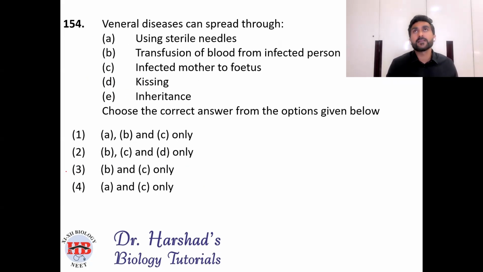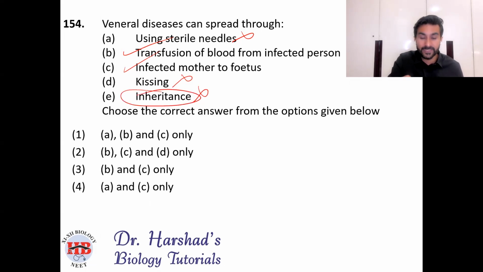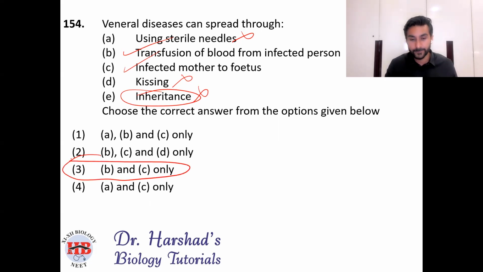Venereal disease is another term for sexually transmitted diseases. Sexually transmitted diseases spread through unsterilized needles, not through sterile needles, so this is not the correct statement. Yes, it does spread through transfusion of blood from an infected person. It does spread from the infected mother to the fetus. It does not spread through kissing or inheritance, because this is not a genetic disease. So the answer would be B and C, which are modes of spread of venereal diseases.